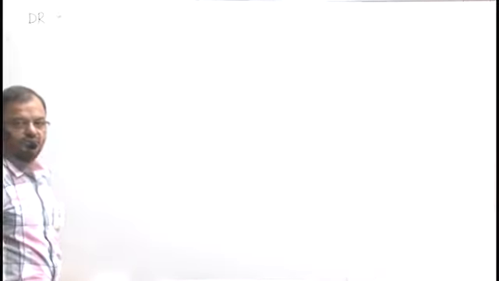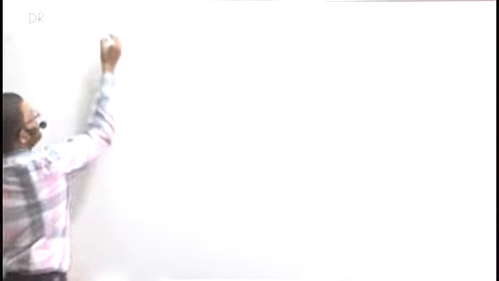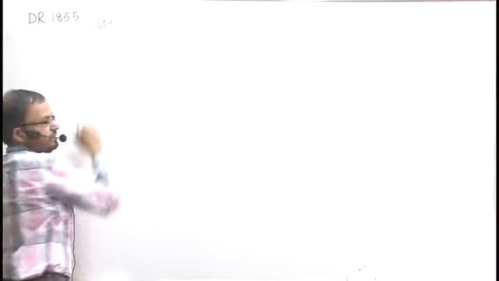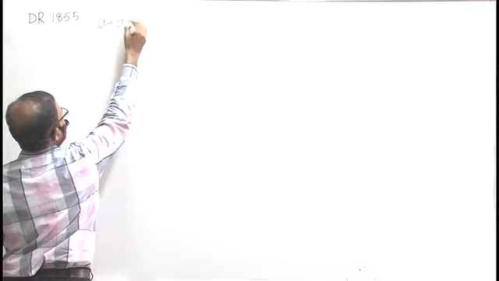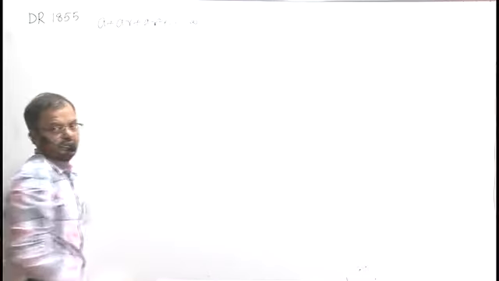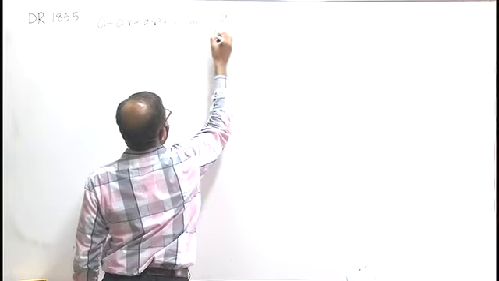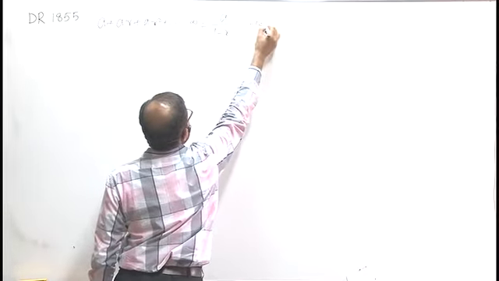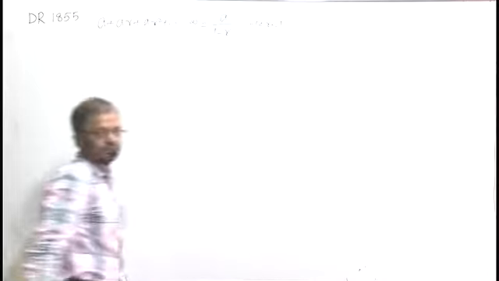DR1855. In this question, we have to recall the sum of an infinite GP: a, ar, ar square, up to infinity. This sum is equal to a upon 1 minus r, where minus 1 is less than r less than 1.